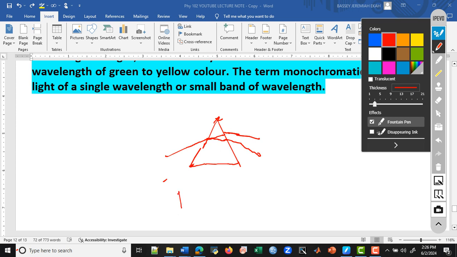Okay. So this one represents red color, orange color, yellow color, green color, blue color, indigo, and violet. The last statement we had here said that the sensitivity of the human eye is a function of wavelength of light. The sensitivity is maximum at about 560 nanometer, which is the wavelength of green and yellow light.